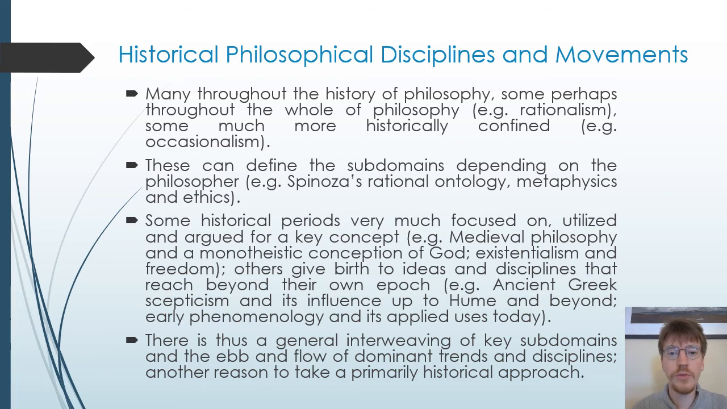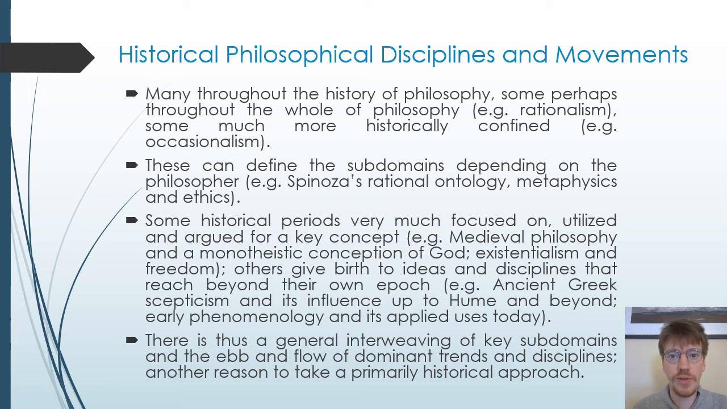There are too many to enumerate, but they can often help define the subdomains depending on the philosopher and the discipline he or she follows. So, for example, you can have a rational ontology, metaphysics, and ethics like Spinoza did, or you could have a more mystical, intuitive system of thought like someone like Meister Eckhart had.